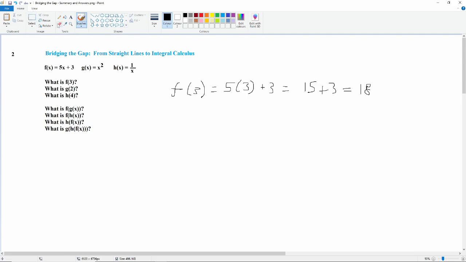Oh dear, my 8 is terrible, isn't it? Looks like a fancy G. Okay, let's try and draw that properly.